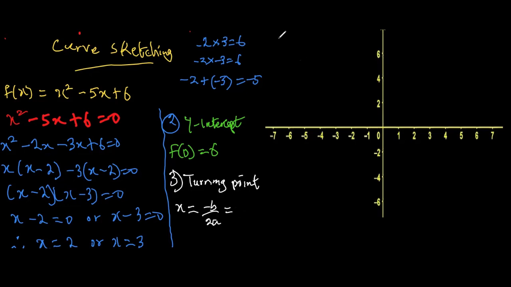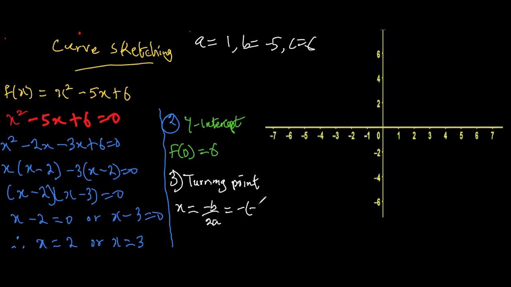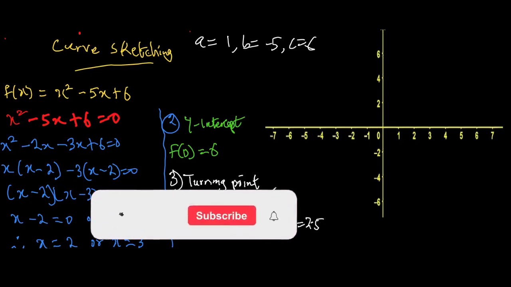So here, you remember that our a here represents the coefficient of x squared, which is 1. b is the coefficient of x, which is -5. And c is the constant, which is 6. So this is going to give us -(-5) all over 2 times 1. And that gives us 5 all over 2. That's 2.5. All right. Now, with these 3 steps, we can go on to sketch the curve.